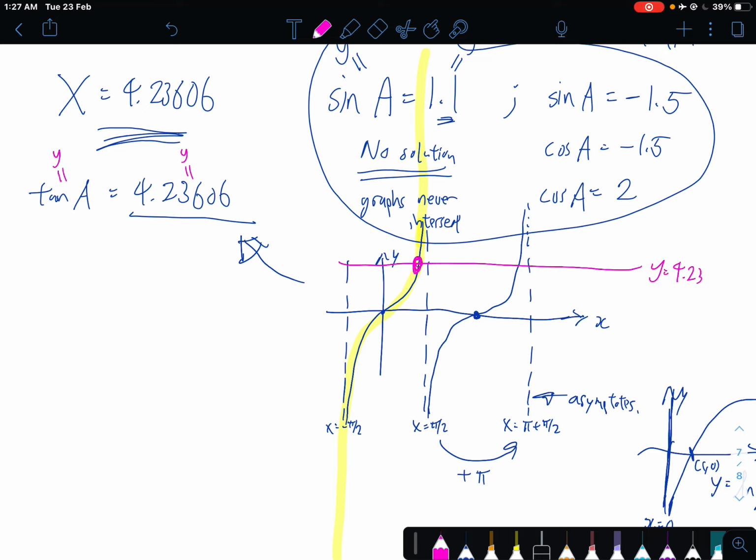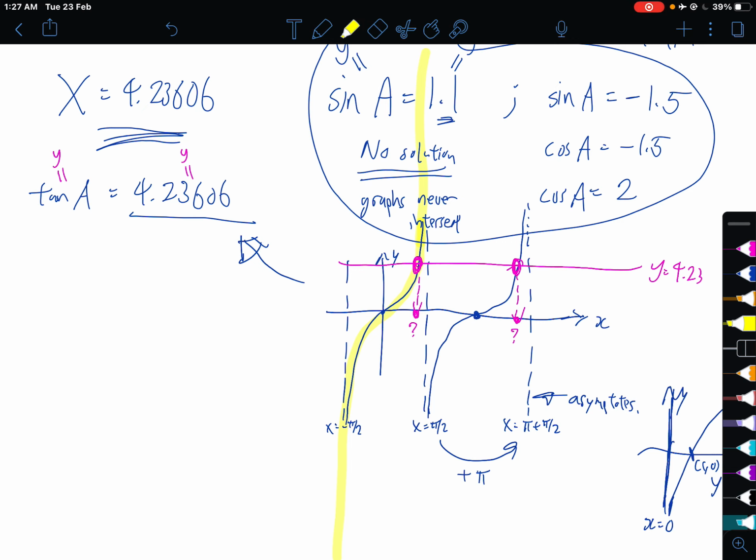I found one here, and I find the corresponding x-intercept. What is that intercept? That is your answer for angle A. Definitely, because the yellow curve goes all the way up and all the way down, with the yellow curve being the tangent curve, no matter where you draw that horizontal line, no matter what this value is, doesn't matter whether it's more than 1, or whether this value 4.236 is less than -1 or anything, it will have a solution for A.